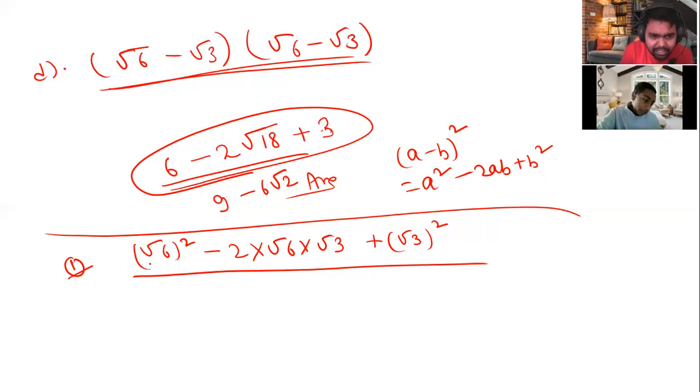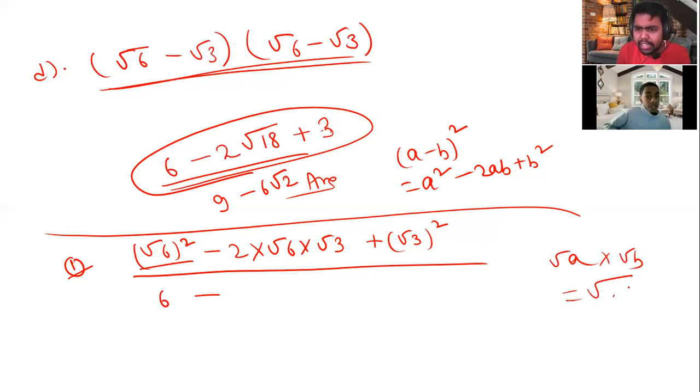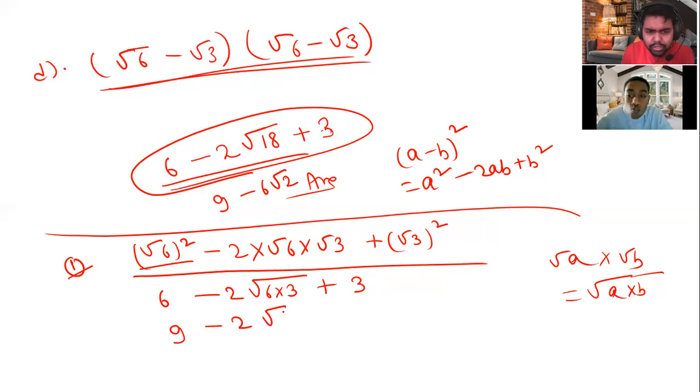See here, this would give me 6 and minus. I know that if we have root a times root b, I can write whole root a and b like that, right? So here we have 2, and can I write root 6 times 3 like this? And here again, root 3 square will be just 3. You know this one. 6 and 3 you are going to write, and minus 2 root 18, means 6 threes are 18, right? Is it clear?